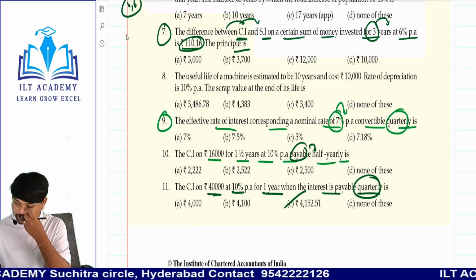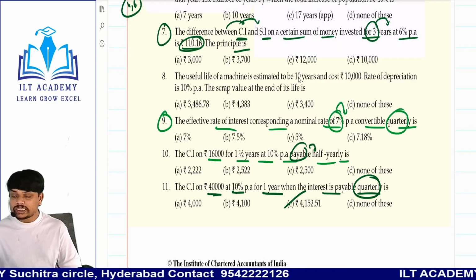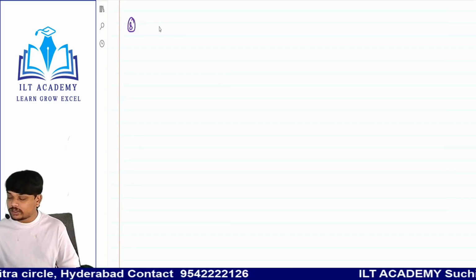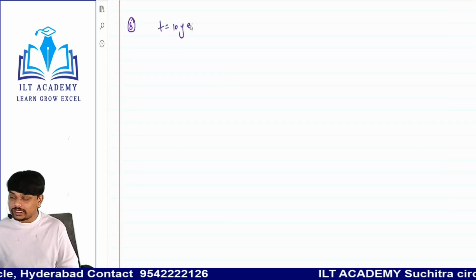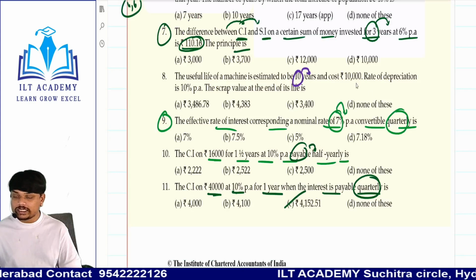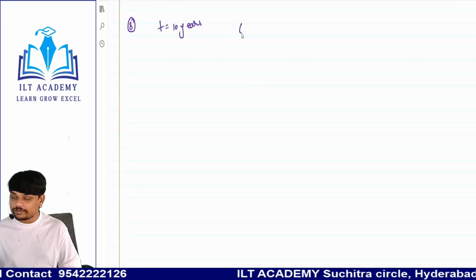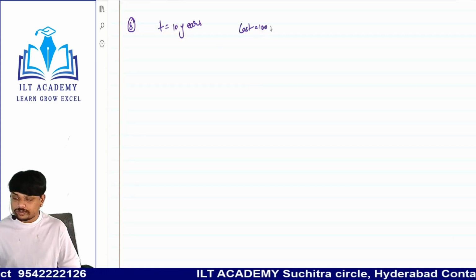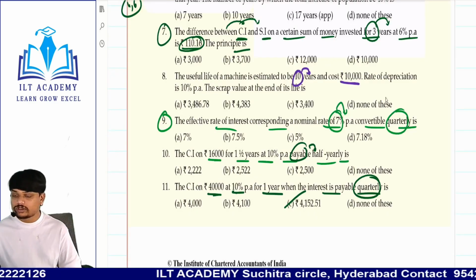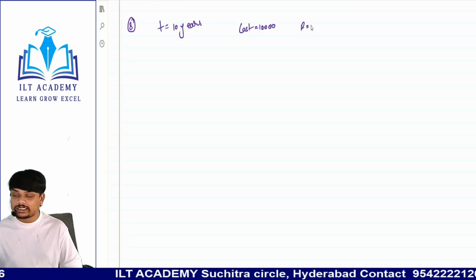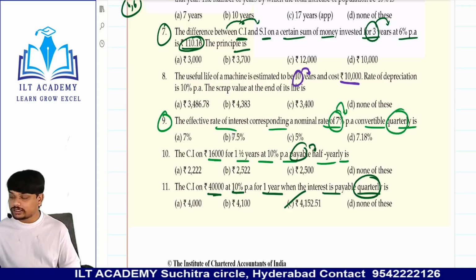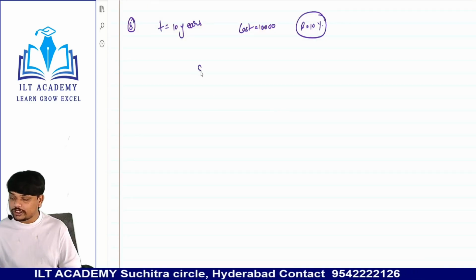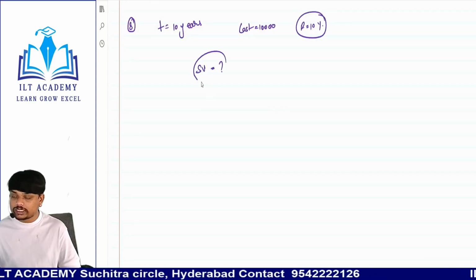What is the next question? The useful life of a machine is estimated to be 10 years. So given, time is equal to what? 10 years. Next, what is given? Cost is 10,000. Rate of depreciation is 10 percent. Now the scrap value at the end of time is, scrap value is question mark.